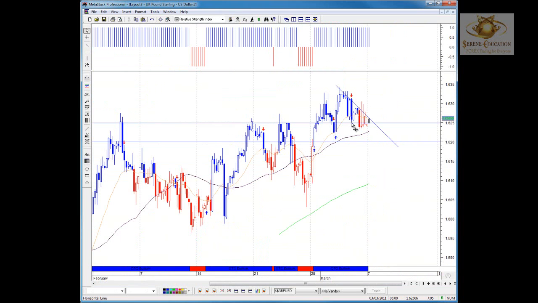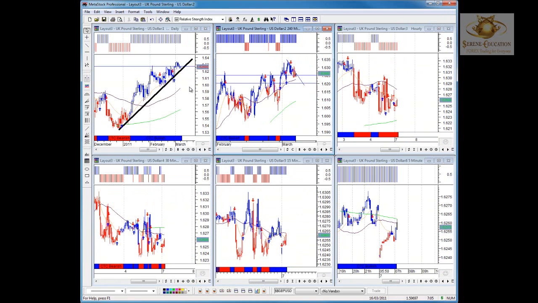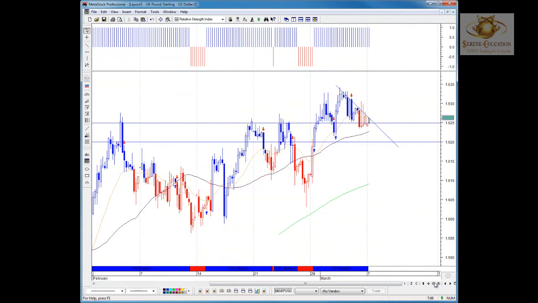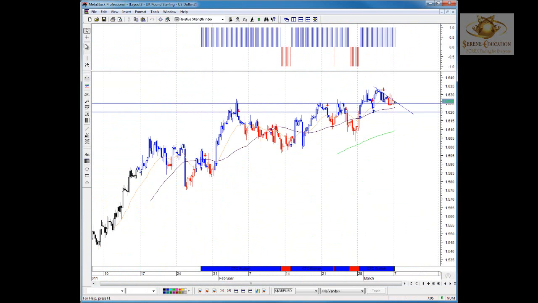Now that pullback is going to go as far back depending on where price is relative to it. So I look at 1620 because that's where our trend line is. So it can't fall lower than 1620, put it that way. If it starts falling below 1620, then we're in for a bit of a negative move.